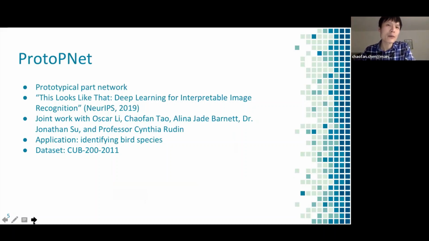And it's a joint work with Oscar and another person who happens to have the same first name as mine, Chaofan Tao, and Alina and Dr. Jonathan Su, and my PhD advisor, Cynthia Rudin from Duke University. So we applied our prototypical part network model to bird species identification. And we trained our model on a data set called the CUB-200-2011, which is the Caltech bird data set.